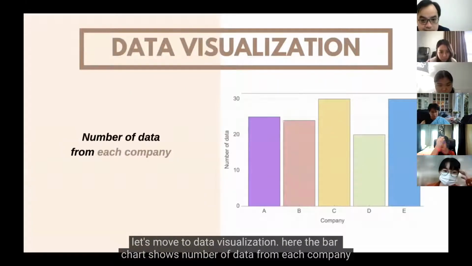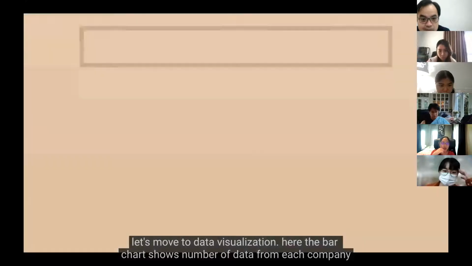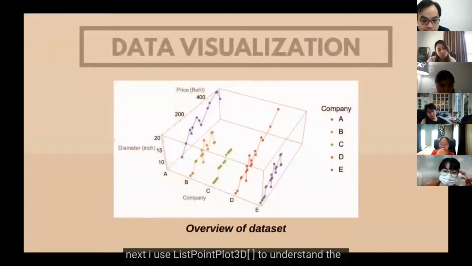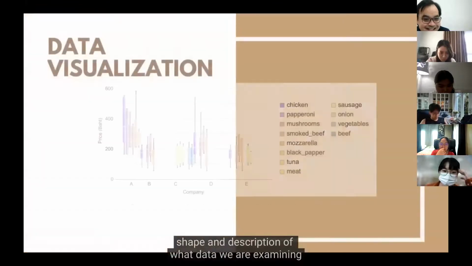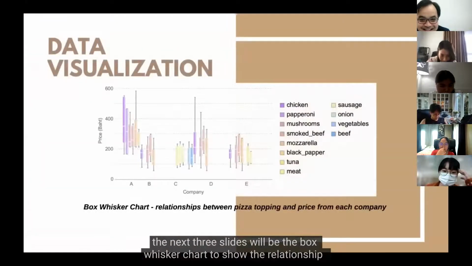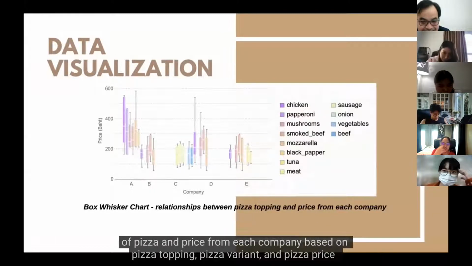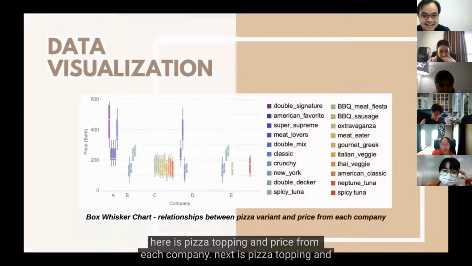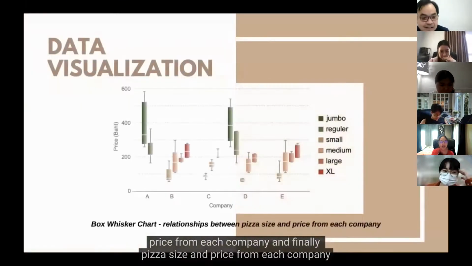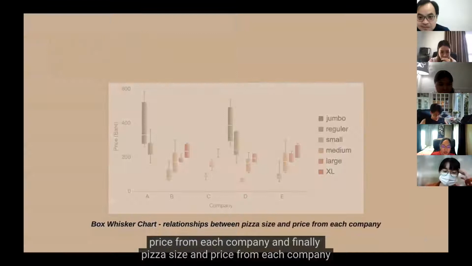Here's the bar chart showing the number of data from each company. Next, I use the ListPointPlot3D function to understand the shape and description of what data we are examining. So the next 3 slides will be the box whisker charts to show the relationship of pizza and price from each company based on pizza topping, pizza variance, and pizza size. Here is pizza topping and price from each company. Next is pizza variance and price from each company. And finally, pizza size and price from each company.